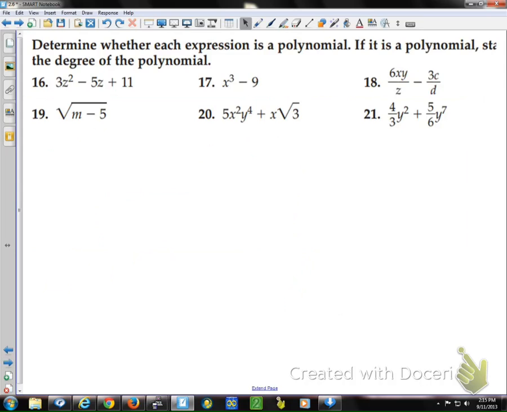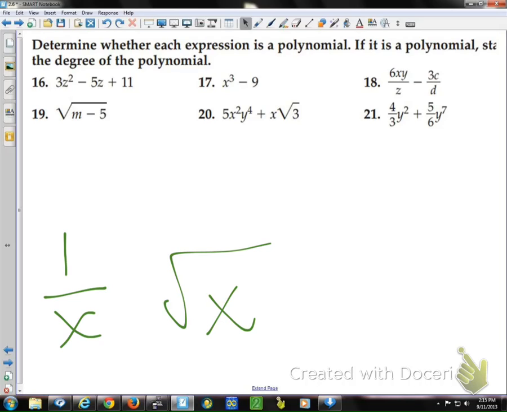Is there a variable in the denominator? Yay. That's right. And what's the degree? Number 20 is no. 19 is no. 18 is no. So, 18, 16. You're right. What's the highest exponent? Looks like a 2. That's right. That's the degree. And that's it.